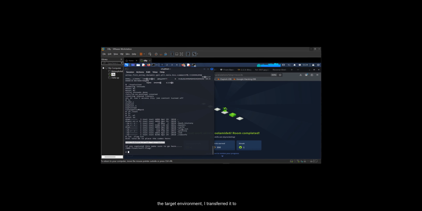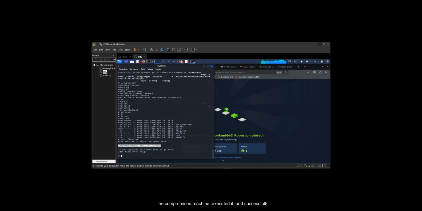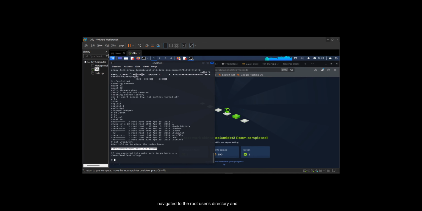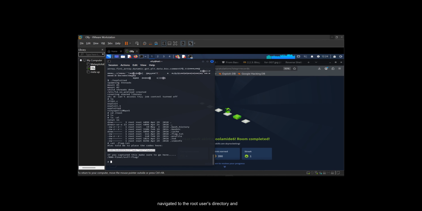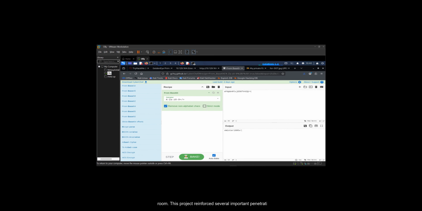After identifying the correct exploit and ensuring it was compiled for the target environment, I transferred it to the compromised machine, executed it, and successfully escalated my privileges to root. Finally, I navigated to the root user's directory and captured the final flag, successfully completing the room.